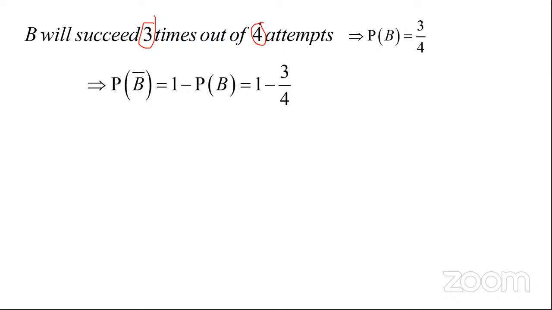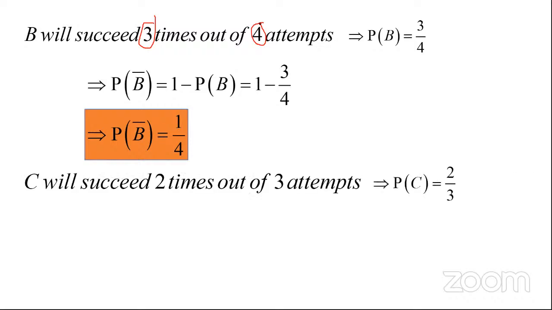Next, B will succeed 3 times out of 4 attempts. That is P of B equal to 3 by 4. P of B bar equal to 1 minus P of B, that is equal to 1 minus 3 by 4, that is nothing but 1 by 4. P of B bar value is 1 by 4.